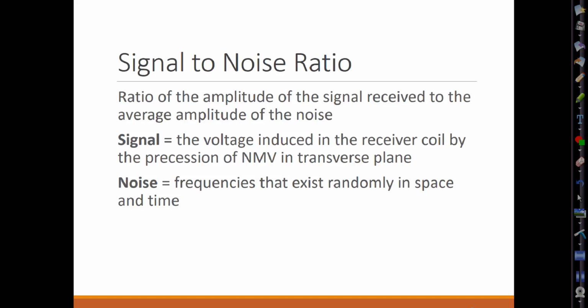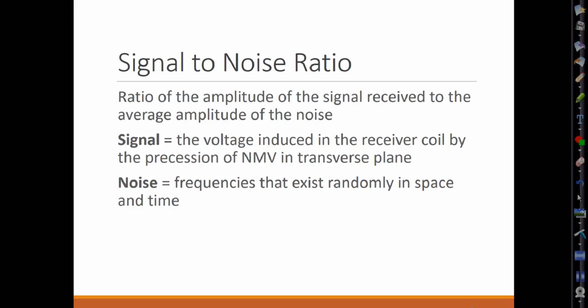So our net magnetic vector gets flipped into the transverse axis, which is 90 degrees from our longitudinal axis. It basically precesses around that axis, and every time it comes in proximity to that receiver coil, it induces a voltage by Faraday's law of induction. So we've talked about this. So that's how our signal's created.